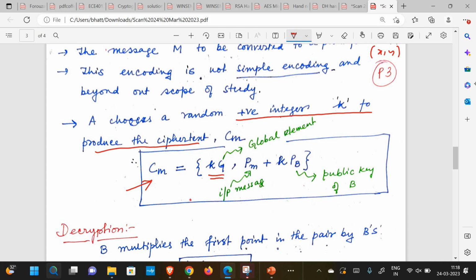We'll see the numerical, it will clear your doubts. But for the time being, please make a note of this equation. So this is my ciphertext. For the ciphertext, we naturally require the message, but we also require a small k, and we also require G and PB to be known to us.